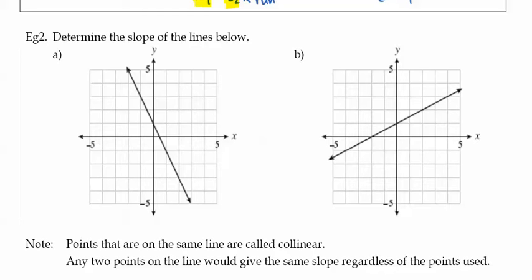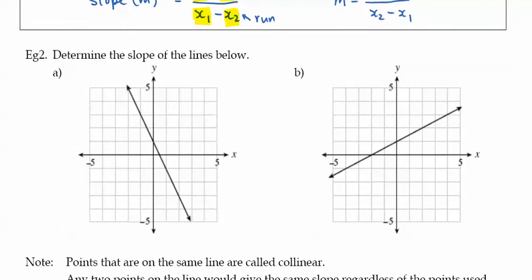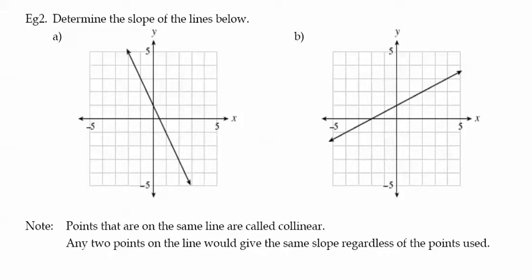So once we have learned the slope formula, we would then be able to calculate the slope of a line using more than one technique. When you are given a graph like in example number 2, I can pick any 2 points on my graph, identify the coordinates, and calculate the slope that way.